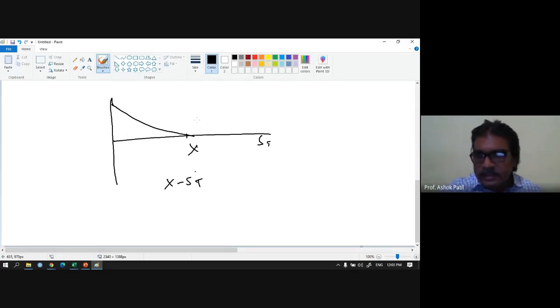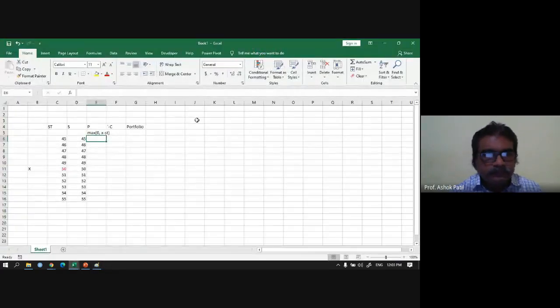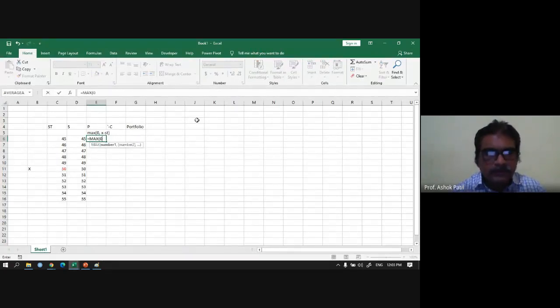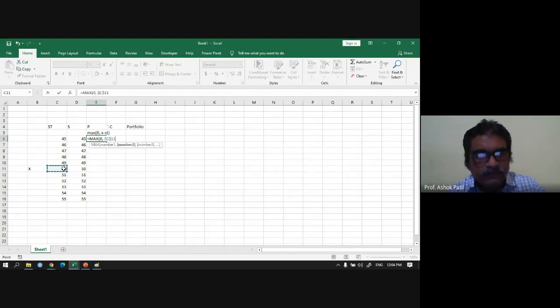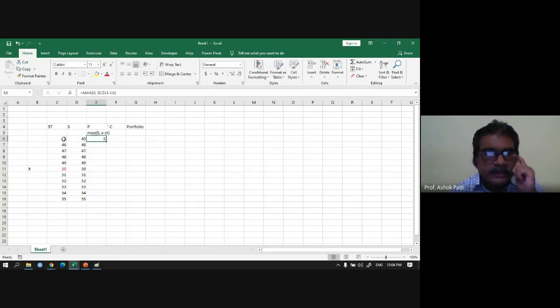So we can see that this is what we should do. So equal to max of 0, comma, X minus ST, and I can just enter, and you can see that I'm getting 5 rupees. Then double click, and if I draw this, it should look like the long put. Okay, now let's calculate this, and again tell me what the call output should be.